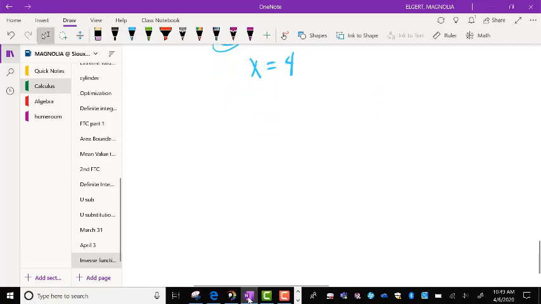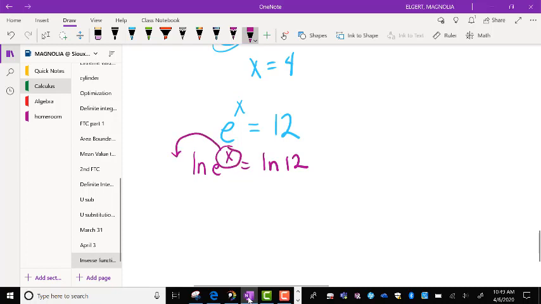A little bit more difficult if I had e to the x equals 12. I have an exponent that is a variable, and I have base e. So what I can do is take the natural log of both sides, because I'm doing the inverse operation. The inverse of e is natural log. So then this x becomes a coefficient, and I get x natural log of e equals natural log of 12.